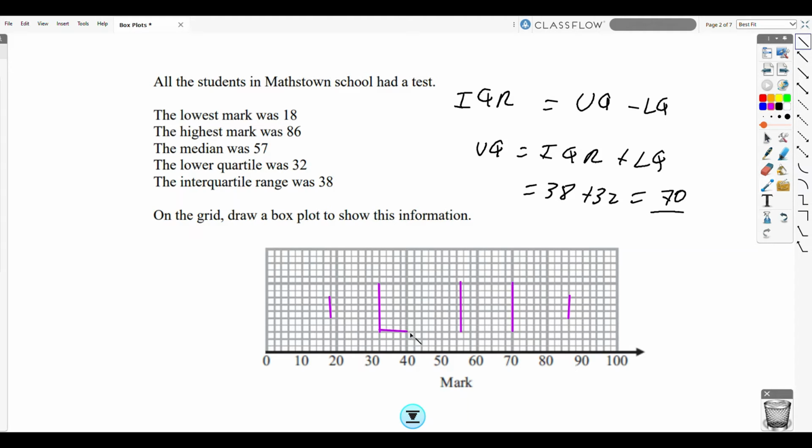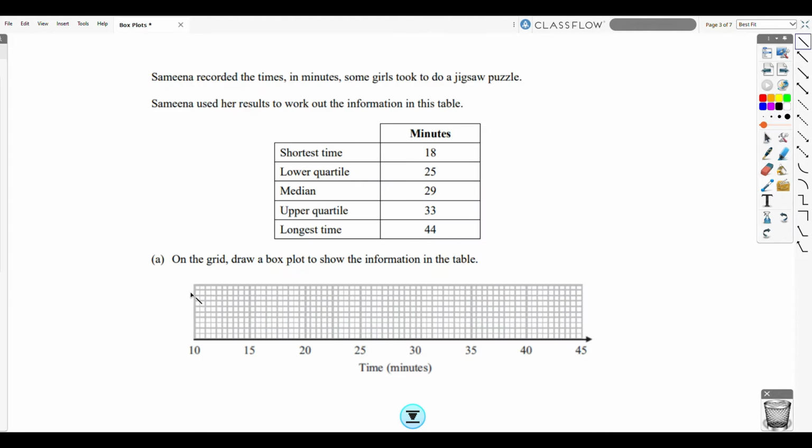And then we connect all of them. So generally the middle box needs to be the same size or a little bit bigger. And we've drawn our box plot there. Alright, let's see another question.